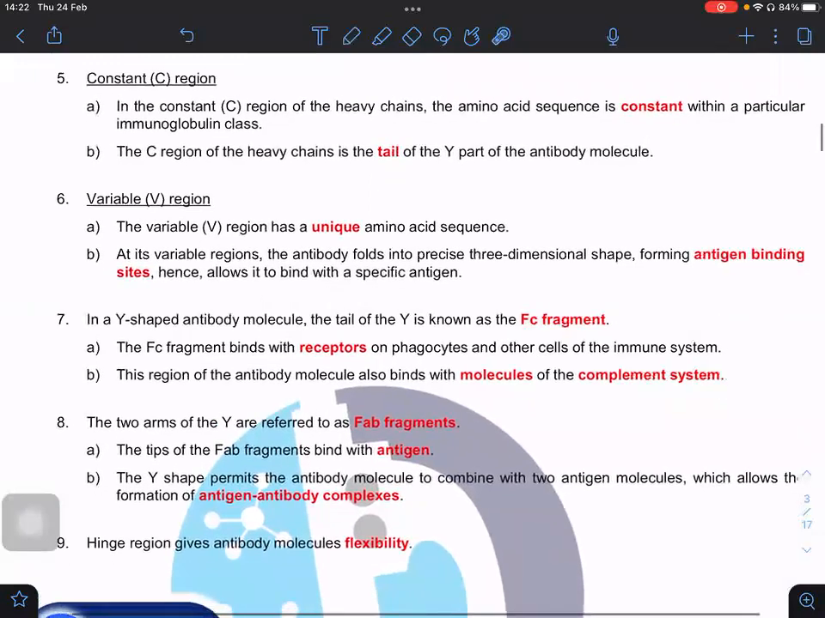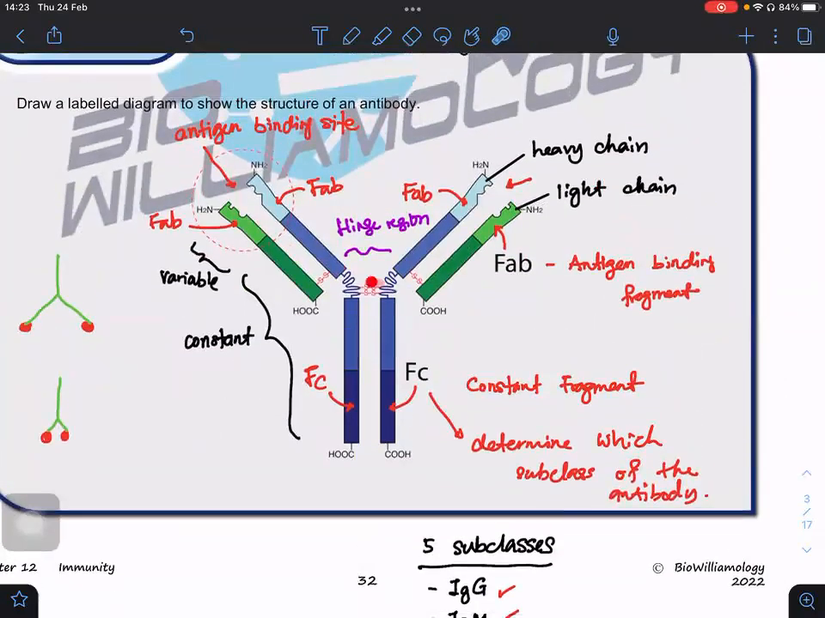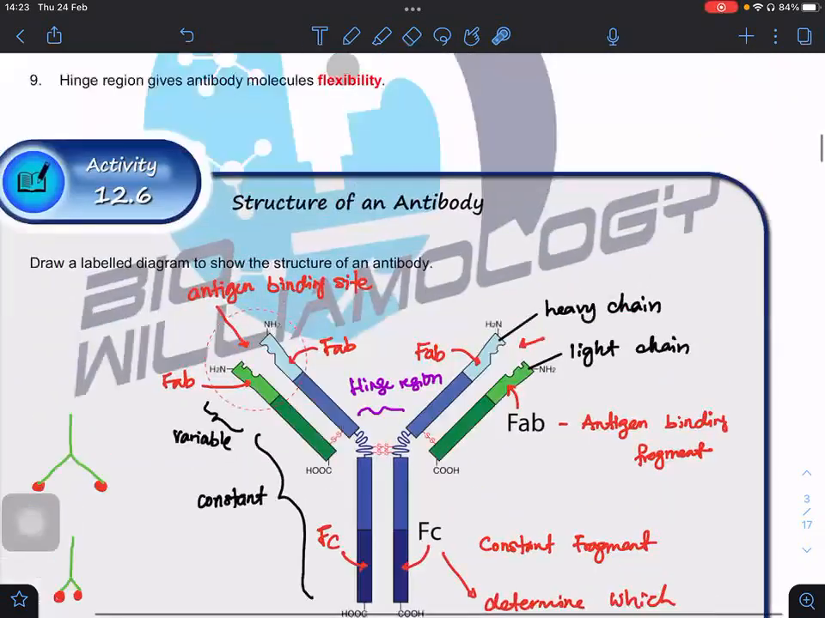So the constant region. What is a constant region? In the constant region of the heavy chains, the amino acid sequence is constant within a particular Ig class or subclass. The C regions of the heavy chains are the tail of the Y part of the antibody. Can you see that? The tail here is the constant region, generally.